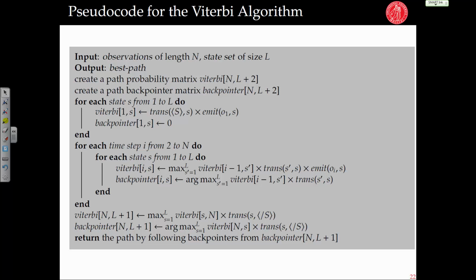The first loop here is the trivial step, initializing the values, because as I said, there's only one way you can go from a start state to another state, so you can just compute that. But afterwards, you'll have to do this nested loop, which is comparing the different ways of coming from H to H or from C to H, etc. So this is just a translation of what I said into pseudocode.